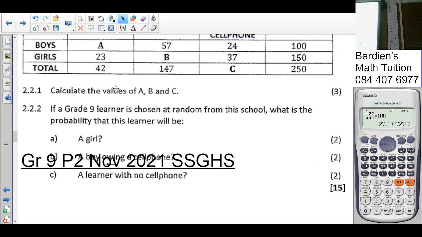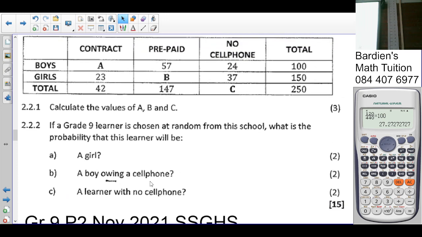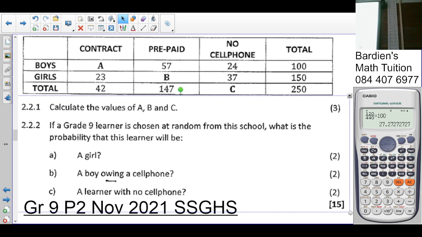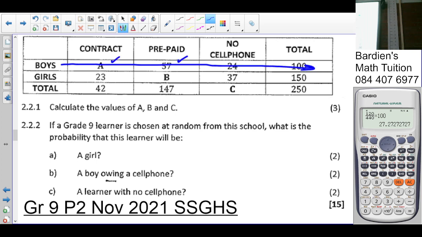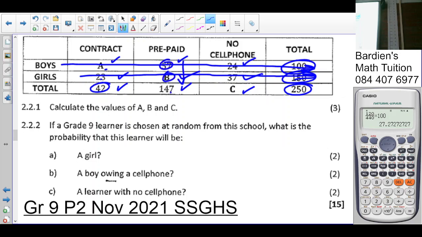So the first question says, calculate the value of A, B, and C. So we know that we work across, like in a row of boys. We know that A plus 57 plus 24 is equal to 100. We know that 23 plus B plus 37 is equal to 150. We know that 42 plus 147 plus C equals 250. We also know that A plus 23 is equal to 42. We also know that B plus 57 is equal to 147. We also know that 24 plus 37 is equal to C. And we also know that 100 plus 150 is equal to 250. Can you see that? That is the way this table works, called a two-way table.